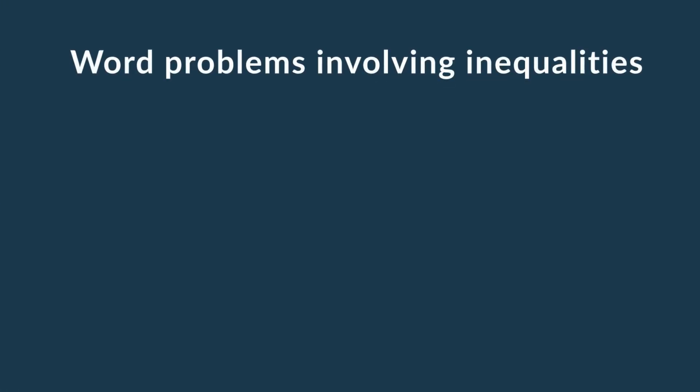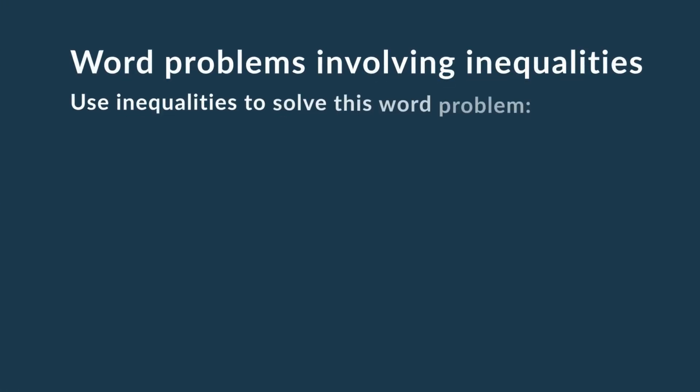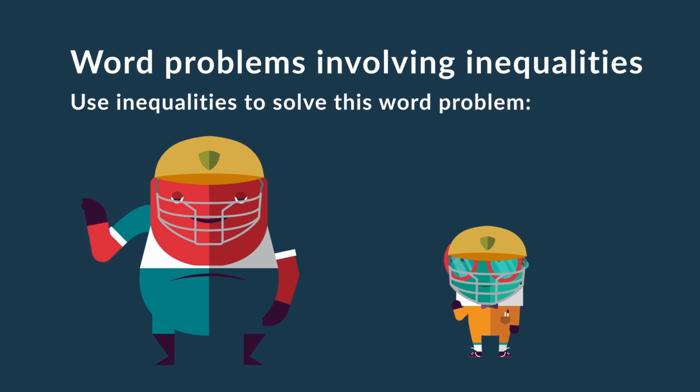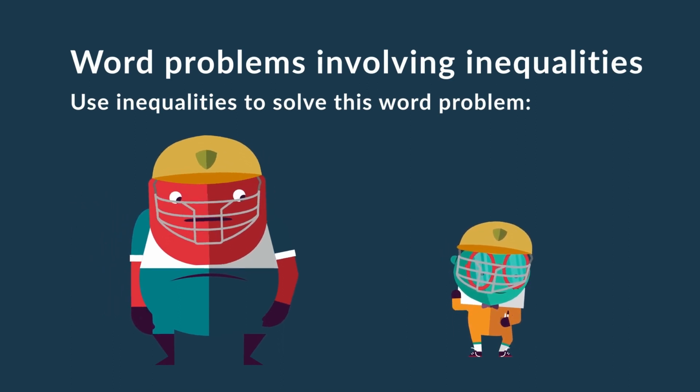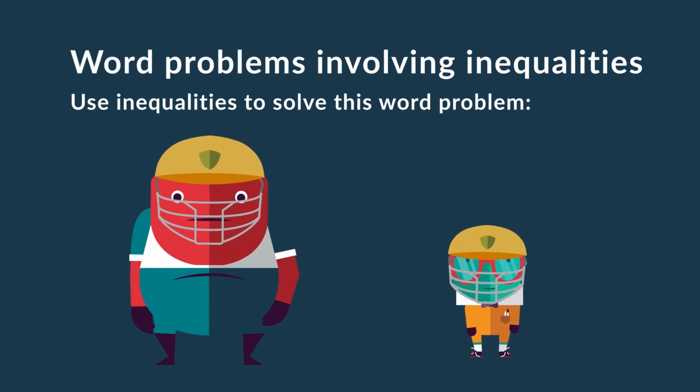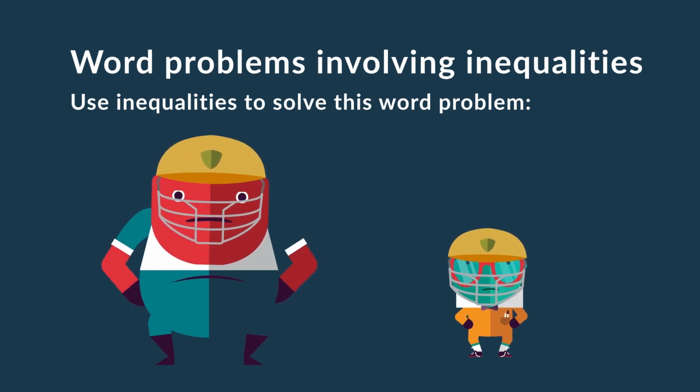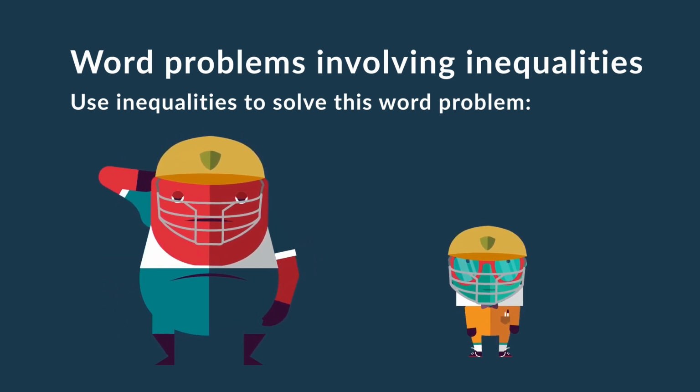Word problems sometimes involve inequalities as well. For example, James and Fidel play in the same cricket team. Last Saturday, Fidel made twice as many runs as James. Together, they scored fewer than 100 runs. What is the possible number of runs that James made?